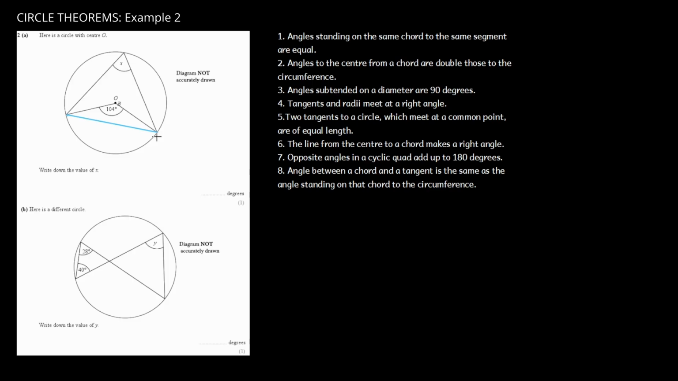to the circumference. And circle theorem number 2 says that this angle here, the angle to the center, must be double this one. So we can simply say that x must equal 104 divided by 2, which is equal to 52 degrees. Okay, let's have a look at part B.